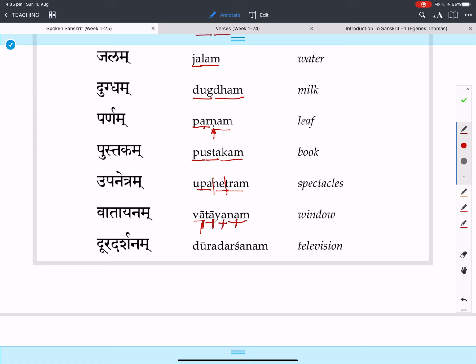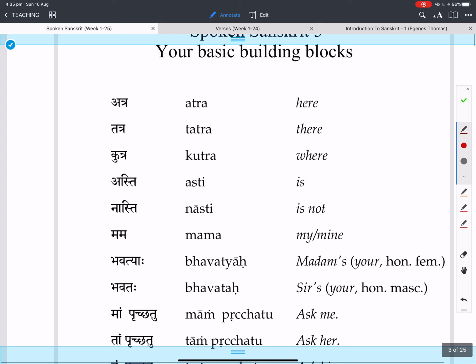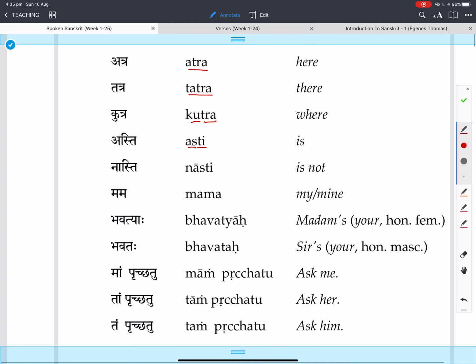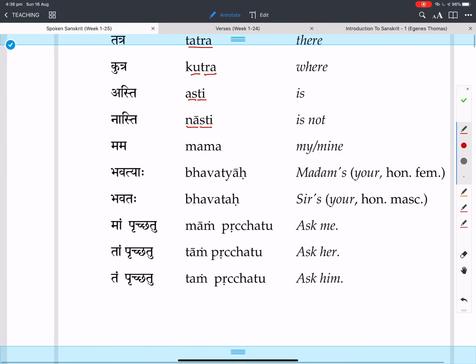Dura darshanam. Dura darshanam. Dura darshanam. Atra, tatra, kutra, asti, nasti, mama, mama.